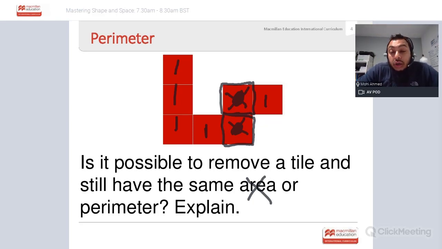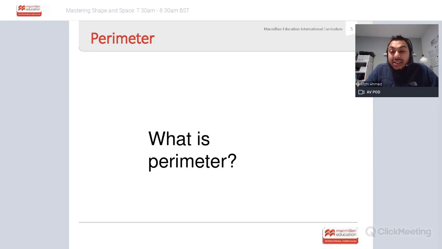So we might ask a question to our children after looking at perimeter: is it possible to remove a tile and still have the same perimeter? Explain. And so what we're trying to do here is get our kids to think outside of just adding the lengths together, trying to just work out the perimeter in a basic way, which we need to do at first. But then one way to really master perimeter and area is to have more problem solving types of questions, to see the difference between the area and perimeter, but also to be able to understand perimeter in a much better, more in depth way.